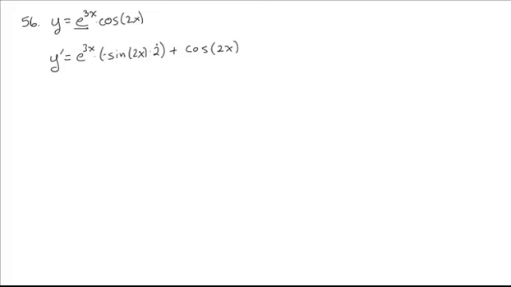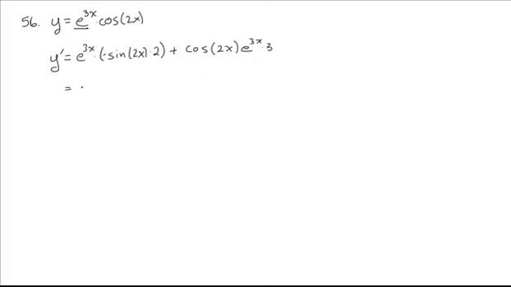We'll take the derivative of e to the 3x. This is an exponential function. They always have themselves in the derivative. And then we multiply by the derivative of the exponent. The derivative of 3x is just 3. We don't need to multiply by natural log of the base because the base is e.